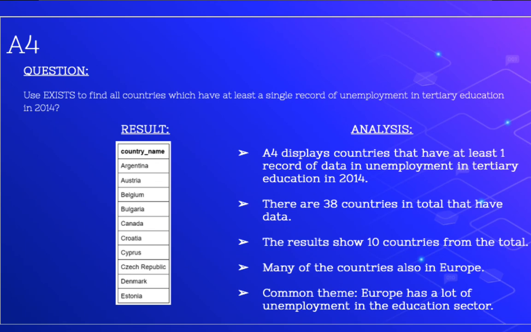A4 uses exists to find all countries which have at least a single record of unemployment in tertiary education in 2014. The result comes up with country names, and for the analysis, we concluded that A4 displays countries that have at least one record of data on unemployment in tertiary education in 2014. There are 38 countries in total that have data. The results show 10 countries from the total, and many of the countries are European. The conclusion for this question is that European countries have some high unemployment in tertiary education.